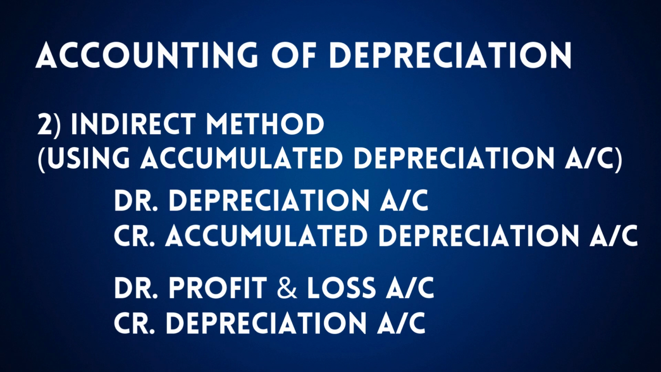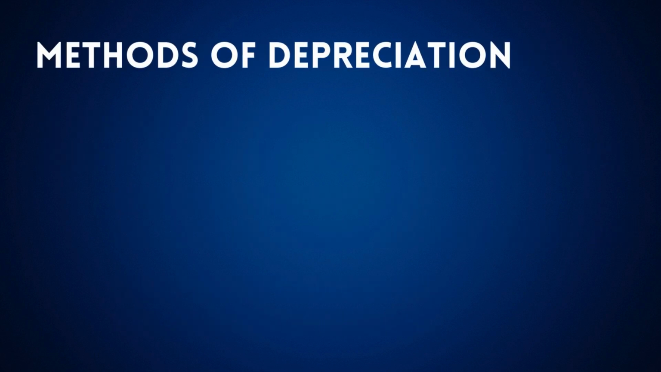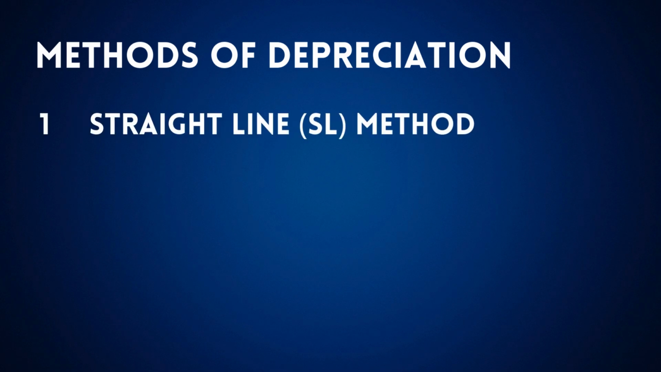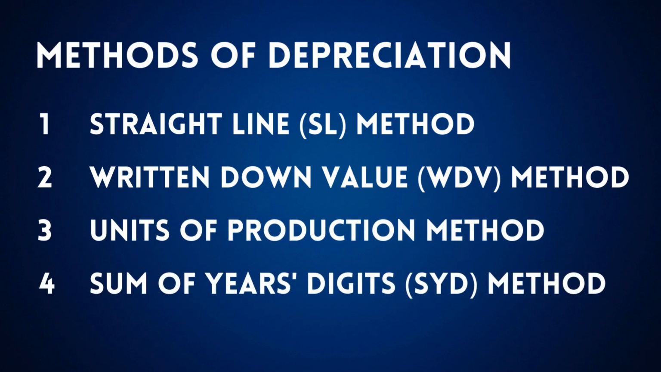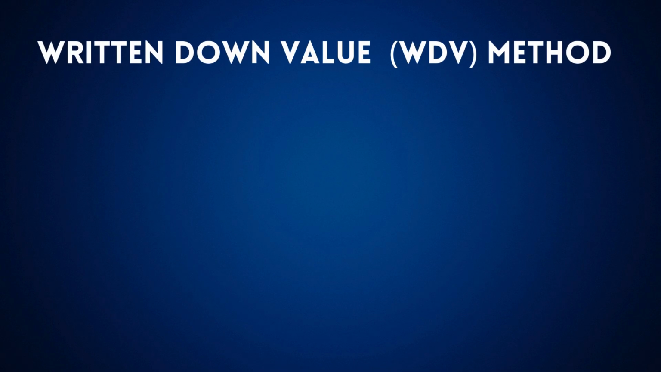Now we will briefly go through the different methods of calculating depreciation. Some of the important methods of calculating depreciation are straight line method, written down value method, units of production method, sum of years digits method. Out of these, the first two, straight line method and written down value method, are the most commonly used methods. The depreciation method that we studied earlier for RITS engineering is the straight line method. So, we will now go through the other most commonly used method, that is the written down value method, also called as the WDV method in short.